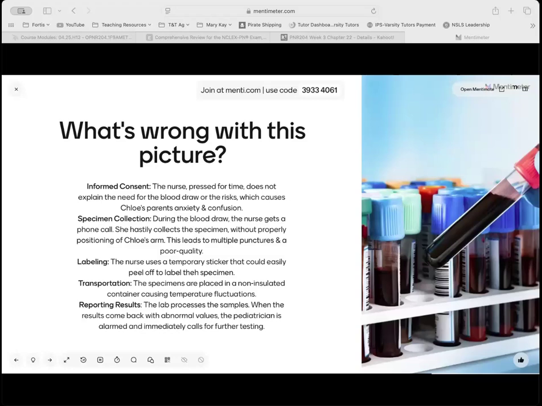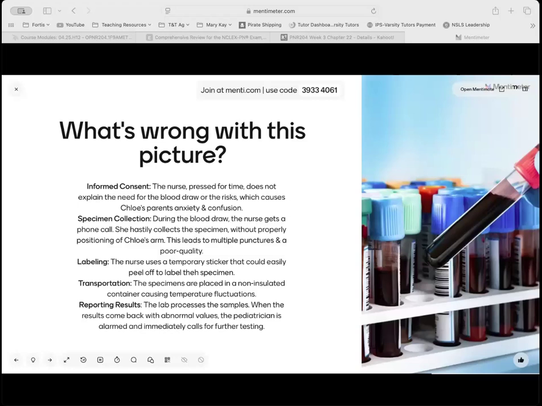So not only did we collect a bad specimen, but now we use a temporary sticker to label our specimen. What's wrong with that? It'll come off. Yep, it can fall off. What happens if we have an unlabeled specimen? You have to trash it. Yeah, lab's not going to run it. So again, we're going to have to restick her.